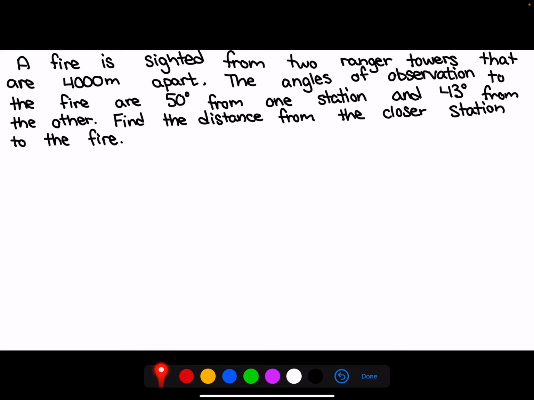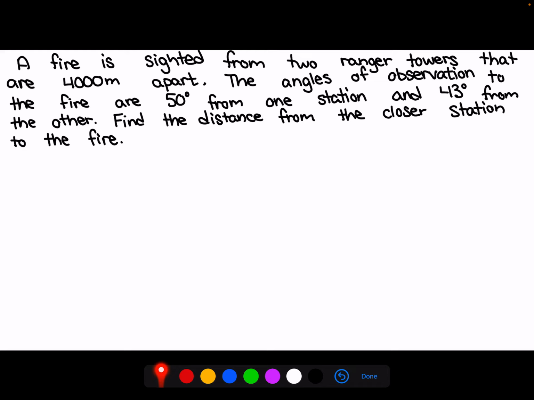Next up, a fire is sighted from two ranger towers that are 4,000 meters apart. The angles of observation to the fire are 50 degrees from one station and 43 degrees from the other. Find the distance from the closer station to the fire.